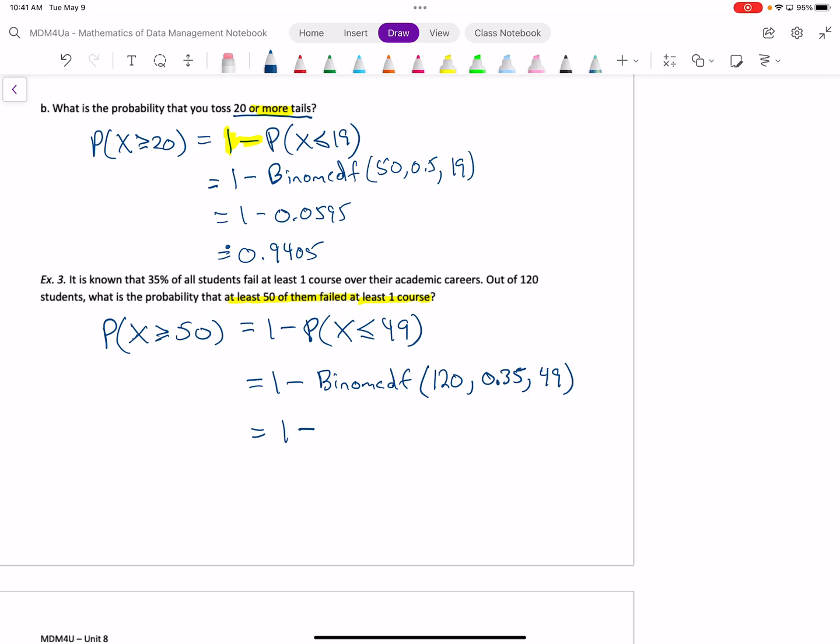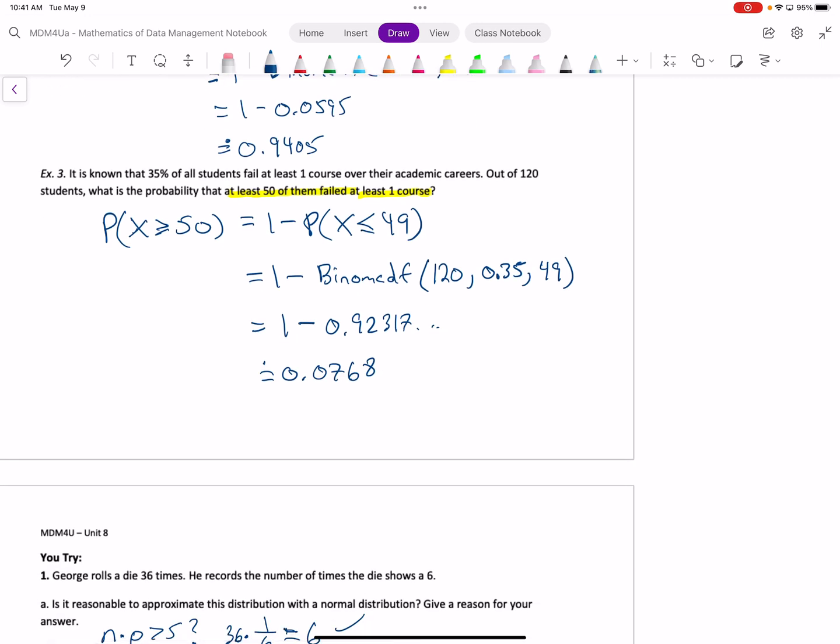So in this one, I plug that in and I get 0.92317... which comes out to approximately 0.0768. So about a 7.6% or 7.7% chance that at least 50 out of 120 would fail.